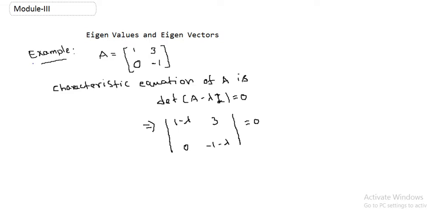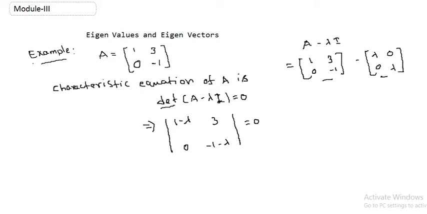How do I find this determinant? You can just do it clearly over here in this way, A minus lambda I. So here A is 1 3 0 -1 and lambda times I is basically, if I multiply lambda with the identity matrix, we get lambda 0 0 lambda. After subtracting this matrix from this matrix we get this matrix, and here we have to find the determinant of the matrix.